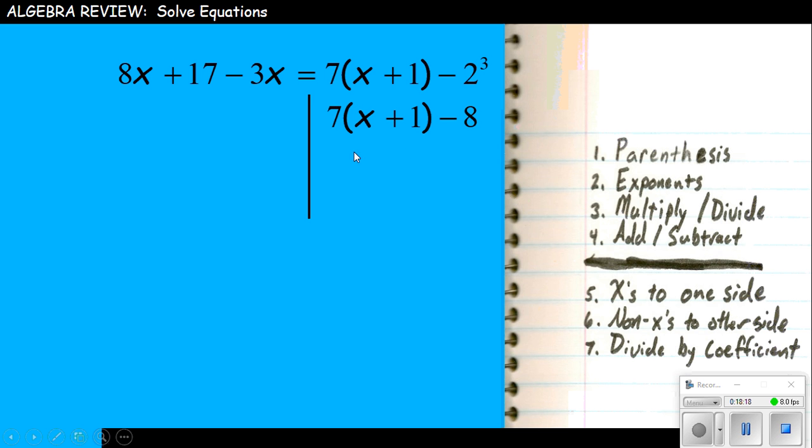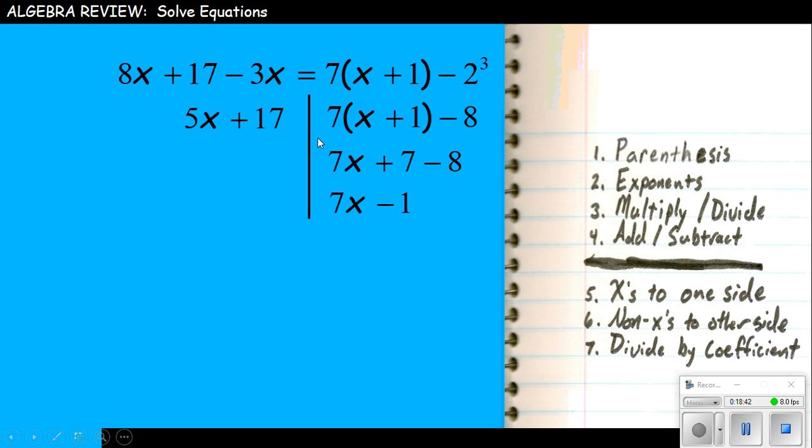Next, on the right side, we have multiplication. We have to distribute the 7. 7 times x and 7 times 1. That'll give us 7x plus 7. Finally, on the right side, we have like terms to combine. 7 minus 8 will give us negative 1. On the left side, the only simplifying we can do is the 8x minus 3x, which will give us 5x. So the left side will become 5x plus 17.